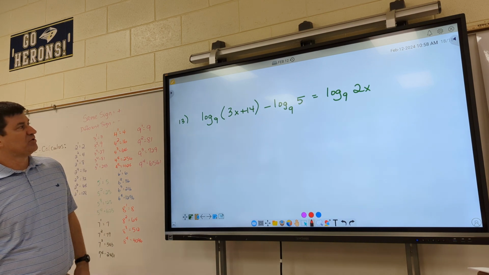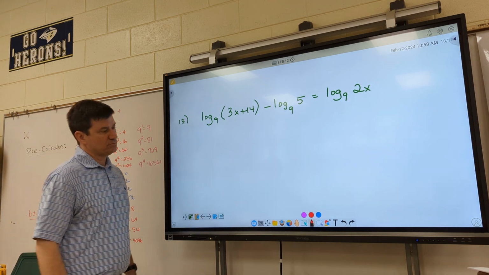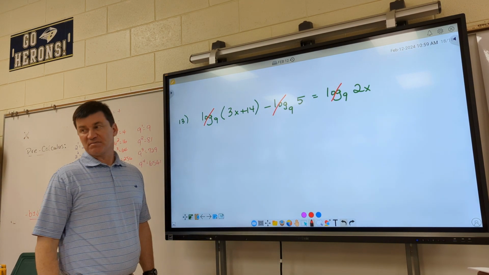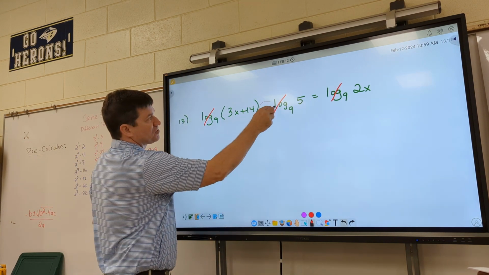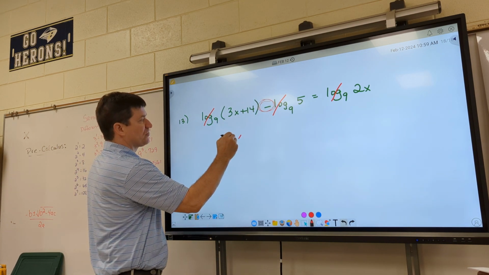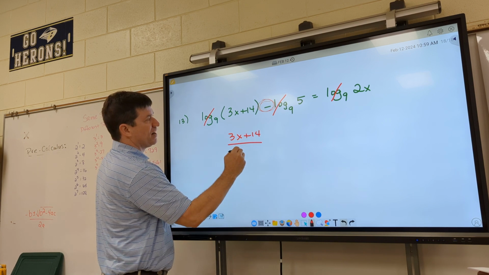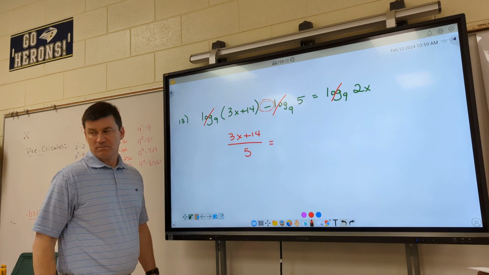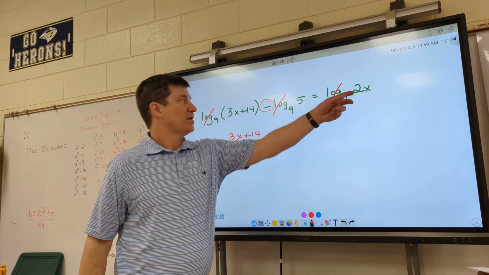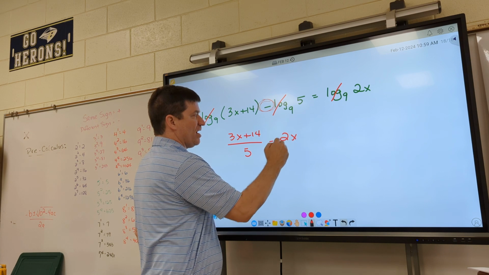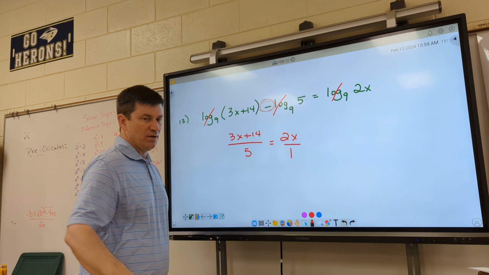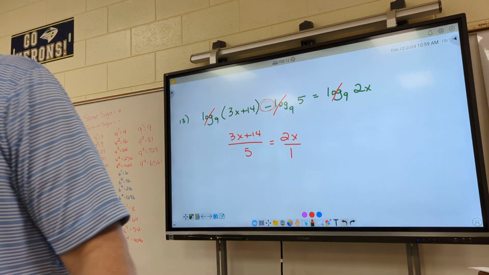All right, last one we'll do is 13. All right, we mark out all the logs because they're all the same base. Now look, we got a subtraction sign. What does that mean we have to do? You put the first one on top, 3x plus 14, divided by 5. Now look, we've got 2x all by itself on the right side, so just like we did a minute ago, make it 2x over 1. You guys cross multiply now, and then work it out.